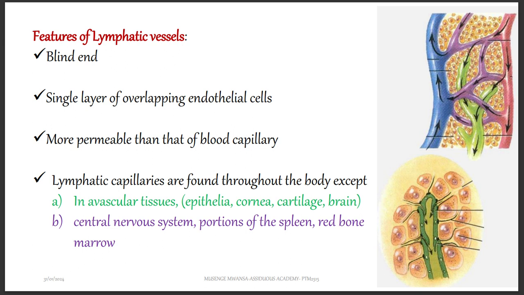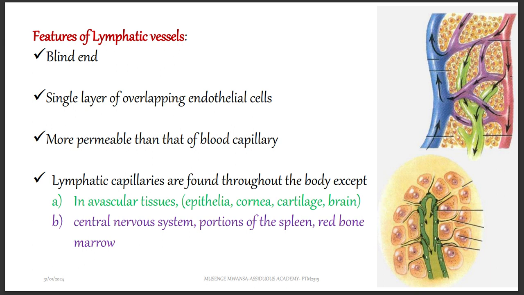Another thing is that these vessels are going to allow fluid to move more. They are more permeable to fluid than blood capillaries. So the capillaries might not allow fluid to move out very much and move in very much, but these vessels have got more capacity to allow fluid to move in and out.